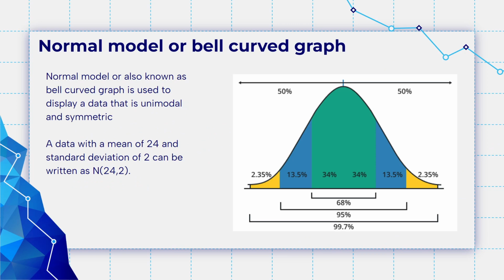A normal model, also known as a bell curved graph, is used to display data that is unimodal and symmetric. Data with a mean of 24 and a standard deviation of 2 can be written as N(24, 2). And at the side, we see an example of a normal model or bell curved graph.